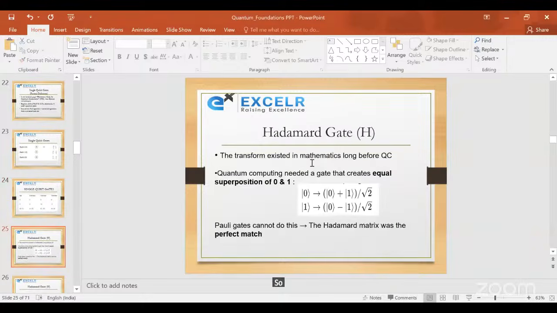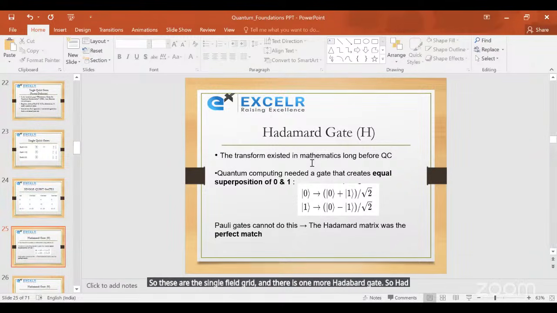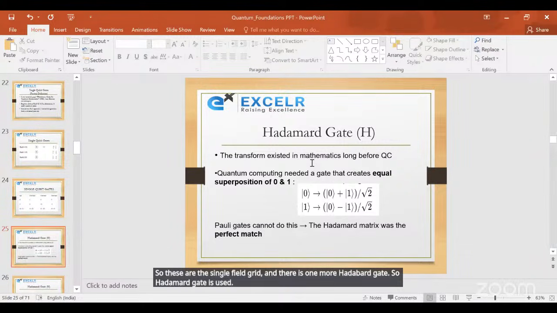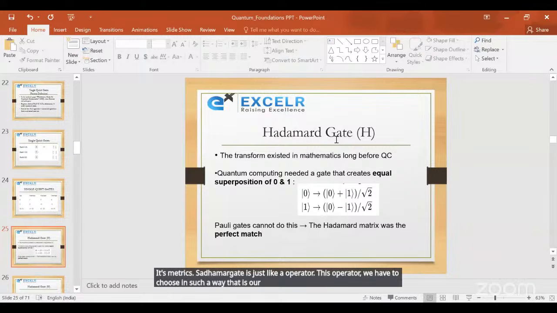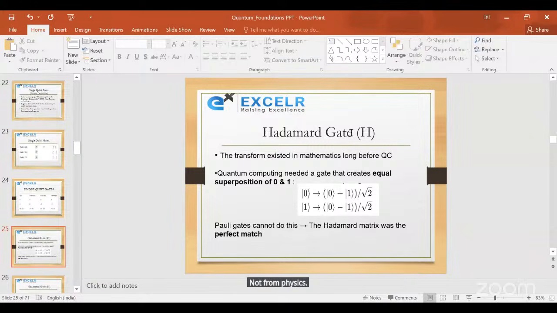So these are single qubit gates, and there is one more, the Hadamard gate. Actually, I should introduce it like this. The Hadamard gate is just like an operator. This operator we have to choose in such a way that it has to be unitary. The Hadamard gate matrix also comes not from physics, but from the earlier work of a mathematician.